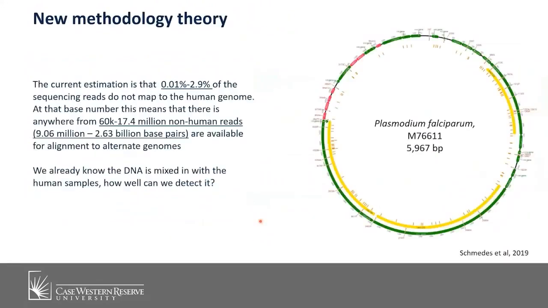Which brings me to the theory behind my research. Along with knowing that some of these individuals could amplify up the parasitic gene, I do want to highlight that in our sample, the Africa 6K sample, anywhere from 0.01% to 2.9% of the overall sequencing reads were not mapping to the human genome, which means that there's anywhere from 60,000 to 17.4 million non-human reads available for alternative alignment. So this, along with knowing that the parasitic genome is in there, brought me to the idea of being able to align it to the plasmodium genome. And we started this, if you can see over here, with the mitochondrial DNA. So let's see if we can combine these two theories together and actually make this detection methodology work.